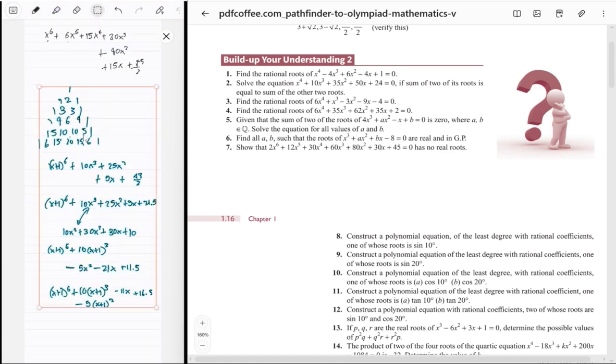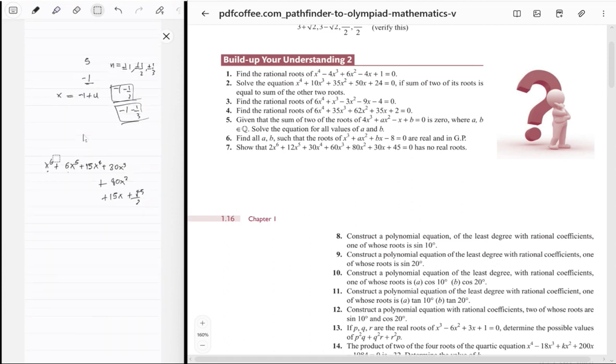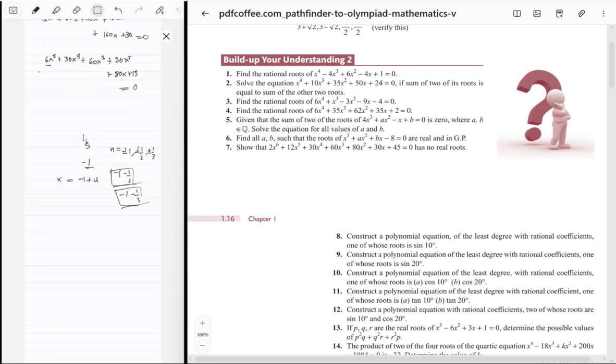How do you do this without actually going into the full calculation? Show that this has no reals. How do I show this if I can't even figure out the minimum values? I tried everything. You even tried forming a perfect square. Nothing works.